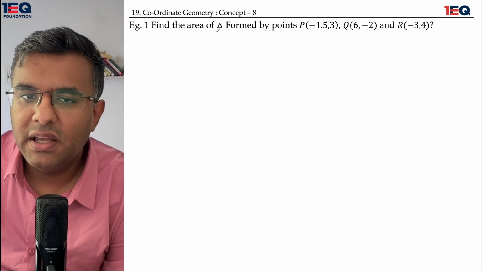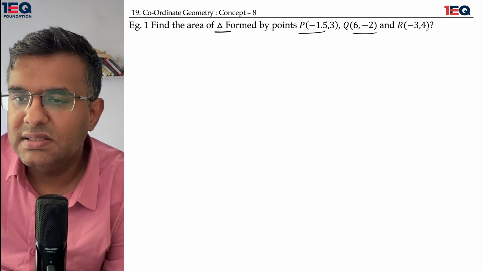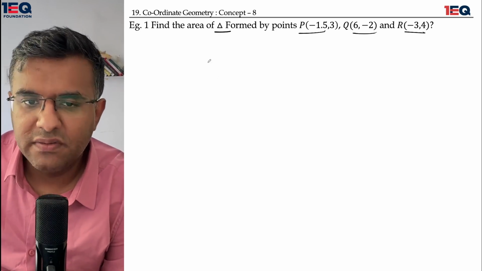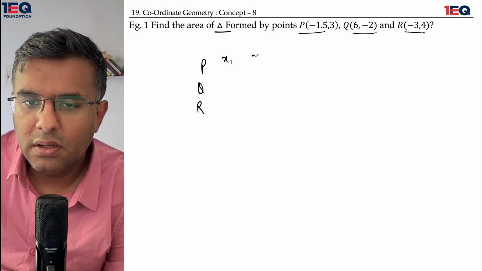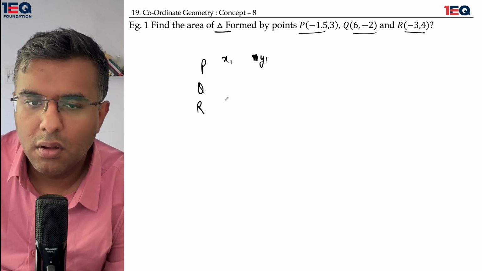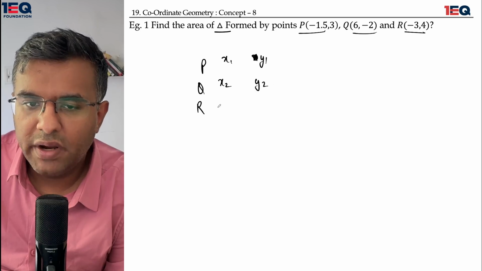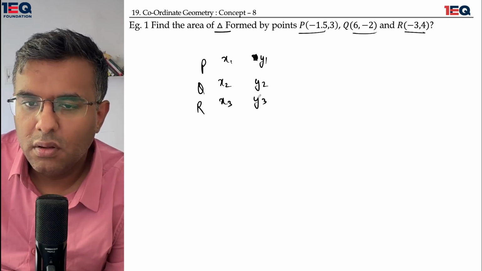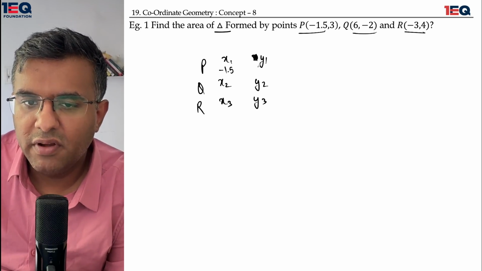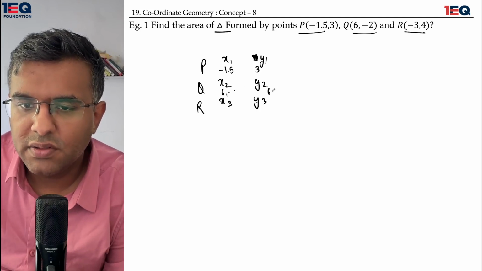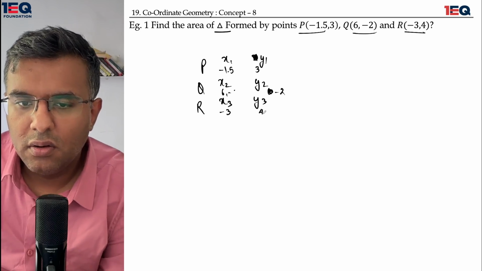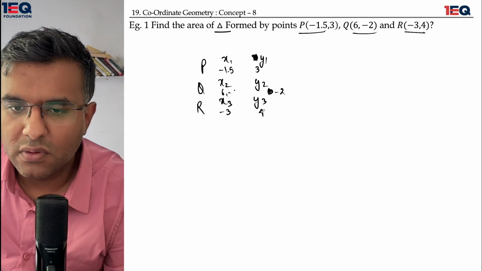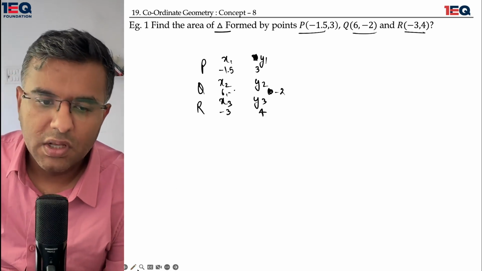Now, find the area of the triangle formed by these points. How would I proceed with it? I would have my P, Q, and R: (x1, y1), (x2, y2), (x3, y3), being (minus 1.5, 3), (6, 6), and, sorry, this is minus 2, and (minus 3, 4). So I'll be solving them out now.